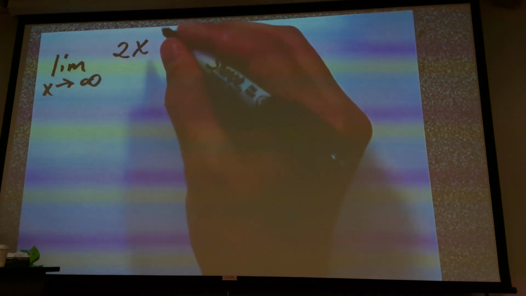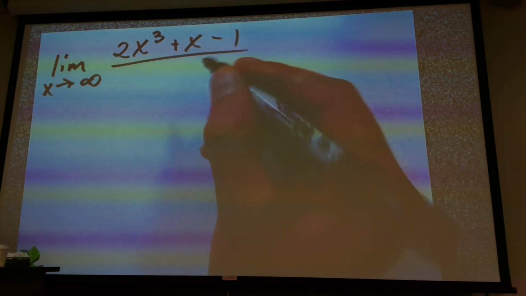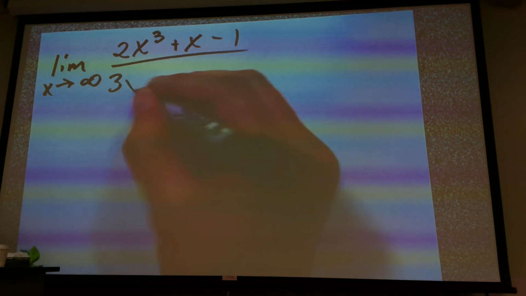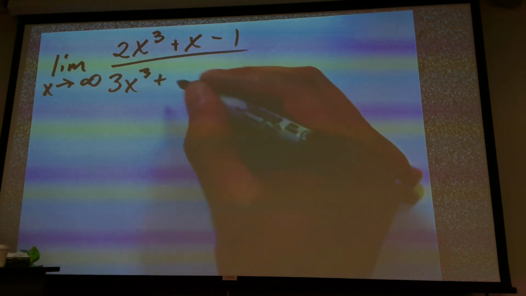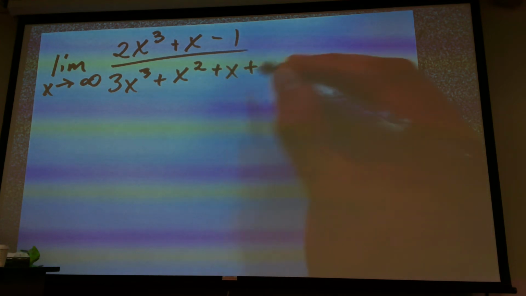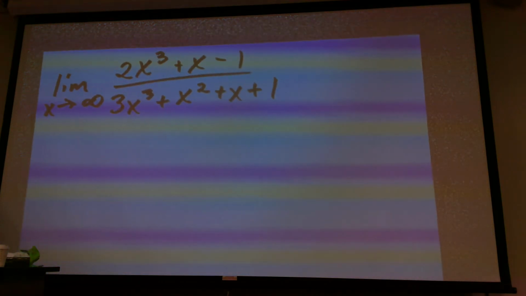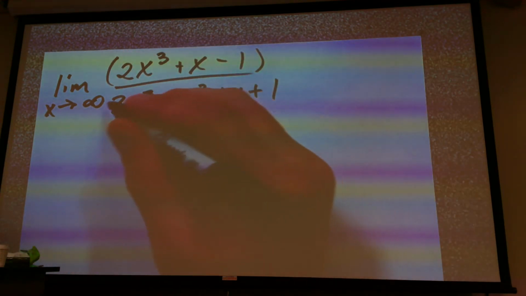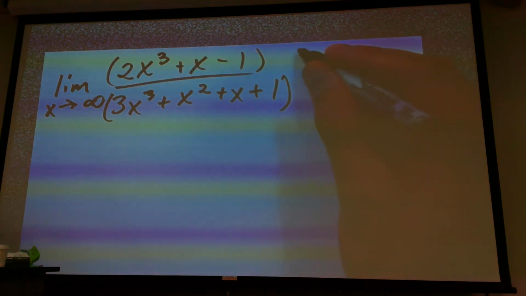So let's say we have the limit as x tends towards infinity of 2x cubed plus x minus 1 divided by 3x cubed plus x squared plus 1. Okay? So the third power is the highest power on this thing. So that's what we're going to divide by.